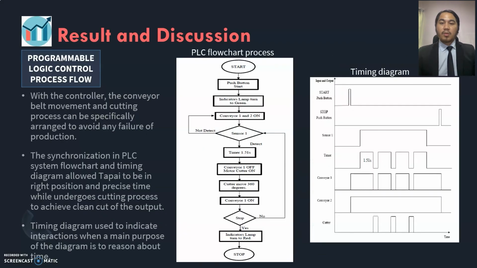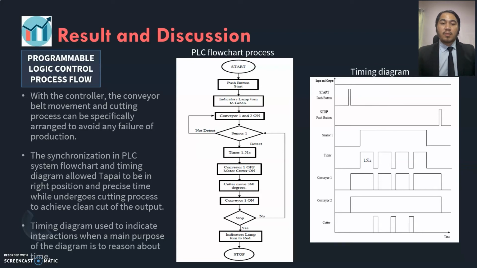Programmable logic control process flow. With the controller, the conveyor belt movement and cutting process can be specifically arranged to avoid any failure of production. The synchronization in the PLC system project and timing diagram allow the tapai to be in the right position and at the precise time while undergoing the cutting process to achieve a clean cut of the output. The timing diagram is used to indicate interaction, where the main purpose of the diagram is to reason about time.